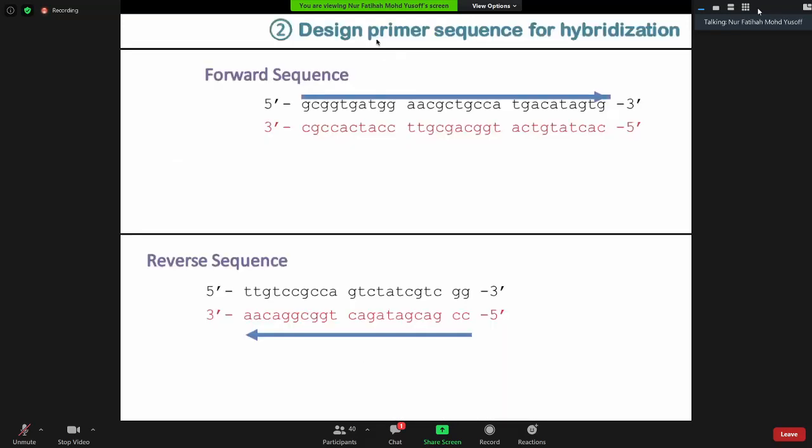So, design the primer for hybridization. The forward is quite straightforward. The forward sequence will be 5' to 3'. In this case, which one will be your forward sequence, the black one or the red one? Subatra, Naya, which one will be the forward sequence? The black one or the red one?